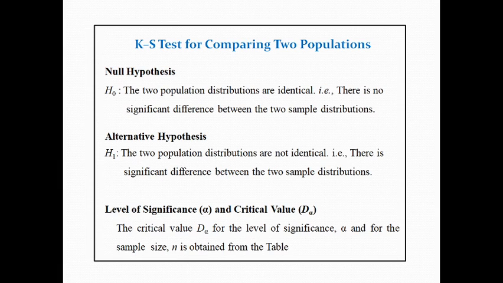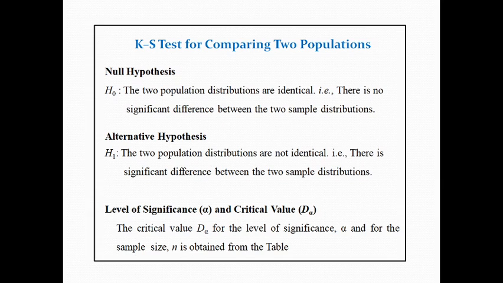First, we define our hypotheses. The null hypothesis H naught is that the two population distributions are identical, that means there is no significant difference between the two sample distributions. The alternative hypothesis is that the two population distributions are not identical, that means there is a significant difference between the two population sample distributions.